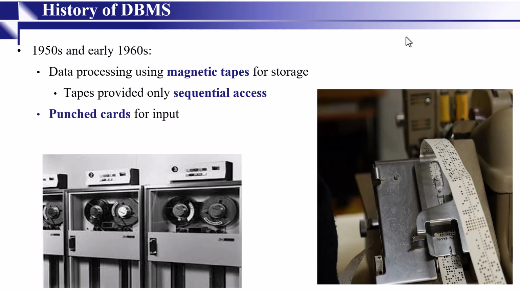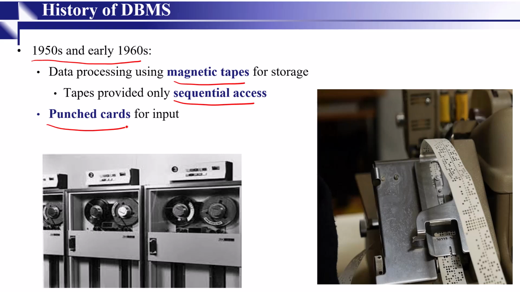Now, let's take a quick journey through the history of DBMS. In the 1950s and early 1960s, data processing relied on magnetic tapes. These magnetic tapes were used for storage, and they only allowed sequential access. It means we had to go through everything in order to find what we wanted. And input was done using something called punch cards. They were very slow and cumbersome.